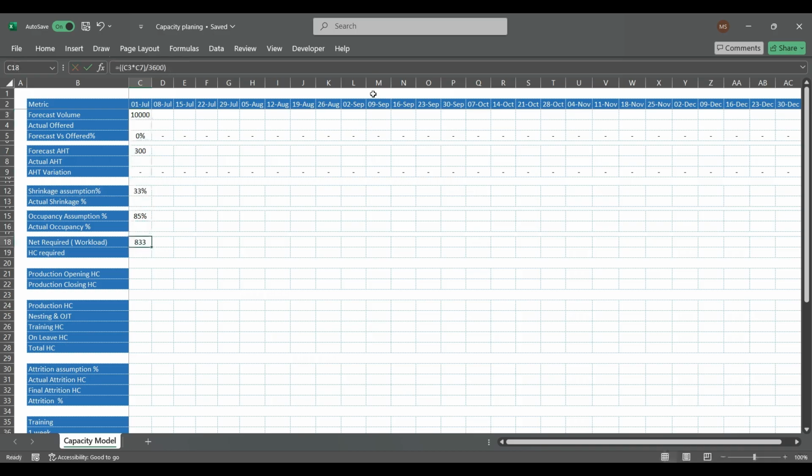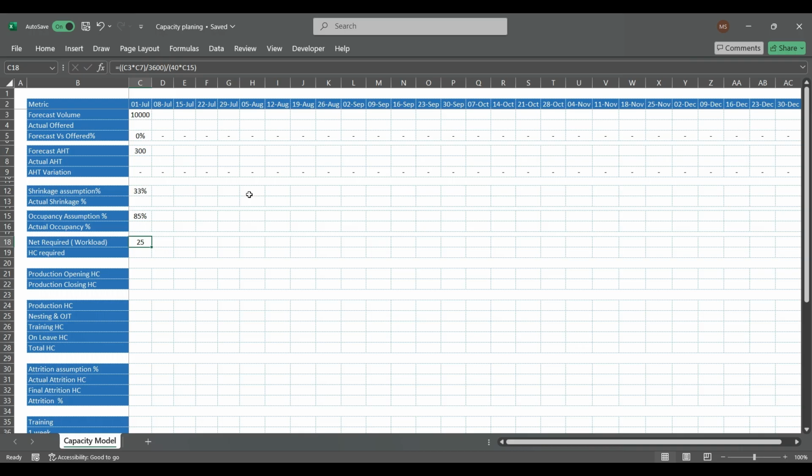After that I need to convert into FTE. Let's suppose I consider the agent working rule: one agent will work around 40 productive hours in a week, excluding rest breaks. So I'll put 40 here, and then add the occupancy part. Now we can see it shows 25 headcount, 25 net required based on the workload calculation.